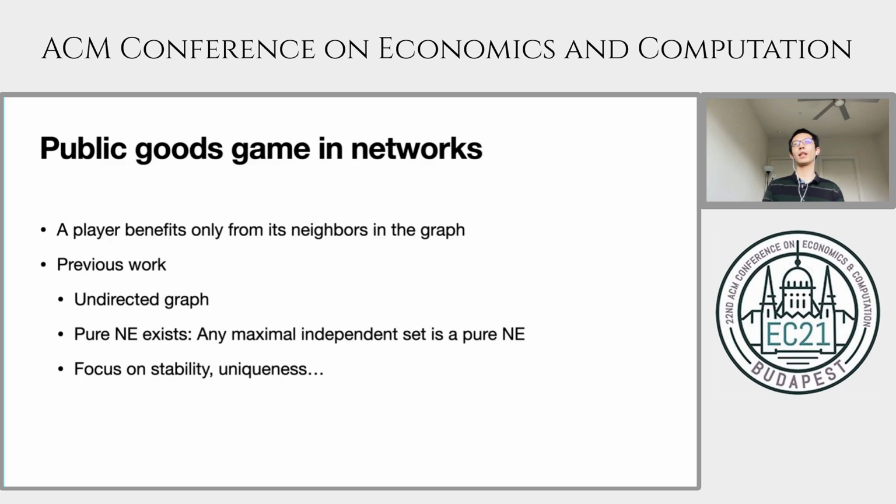Formally, the public goods game is defined over a network, and the player only gets benefit from its neighbors in the graph. There's a bunch of literature on this, and previous work mostly focused on undirected graphs. In this case, one can see pure Nash equilibrium always exists. Actually, they correspond to the maximal independent sets of the underlying graph. And the research along this line mostly focuses on various aspects of equilibrium, such as stability, uniqueness, etc.